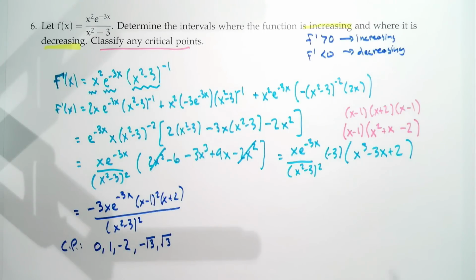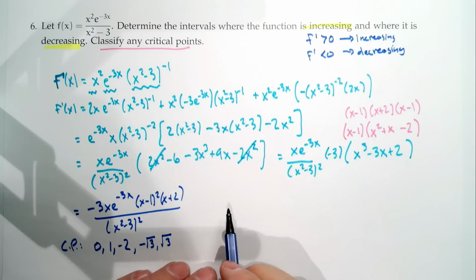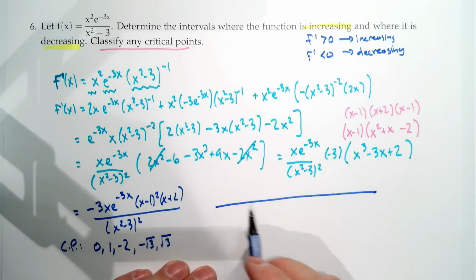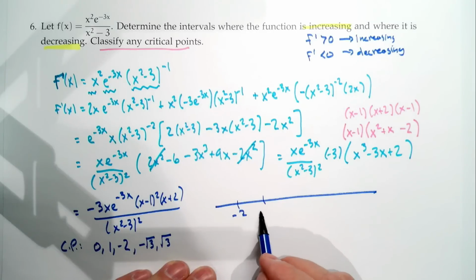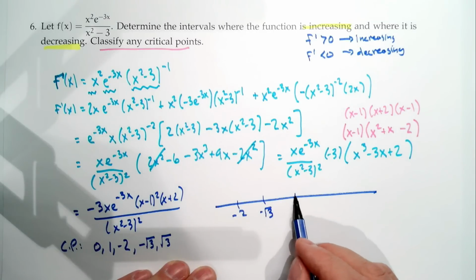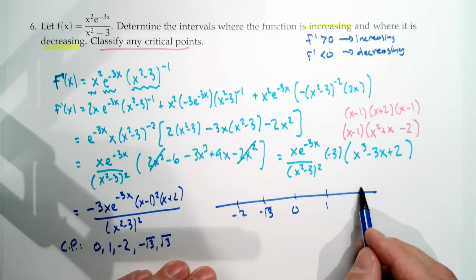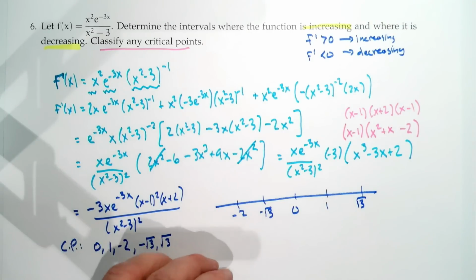And so we are not going to classify them because they're actually not part of the function. But when it comes to increasing, decreasing, we do need to pay attention to them. So we list these in order: negative 2, negative root 3, 0, 1, root 3. Square root of 3 is between 1 and 2. The reason is that 1 squared is 1, 2 squared is 4, and 3 is between 1 and 4.